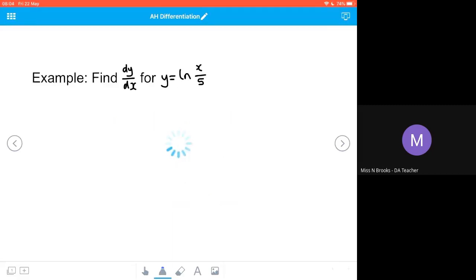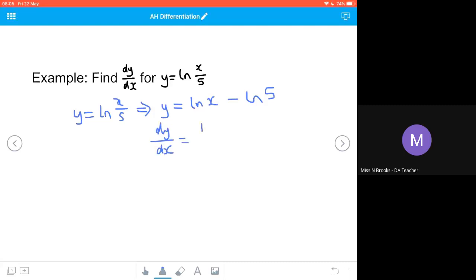And then we're going to find the derivative of y with respect to x for y equals ln of x over 5. So this is a quotient. So if we've got y equals ln of x over 5, we can rewrite that as a difference of our two functions. So we've got ln of x take away the natural log of 5. So the derivative of y with respect to x equals 1 over x, take away, and the natural log of 5 is a constant term, so that will differentiate to 0. And so if we simplify that, the derivative of y with respect to x is going to equal 1 over x.